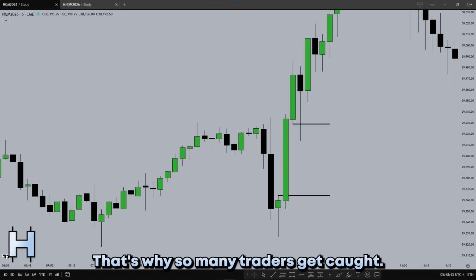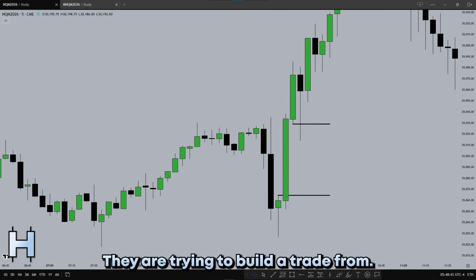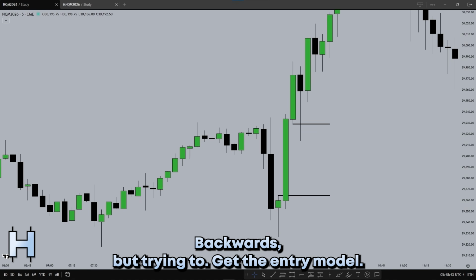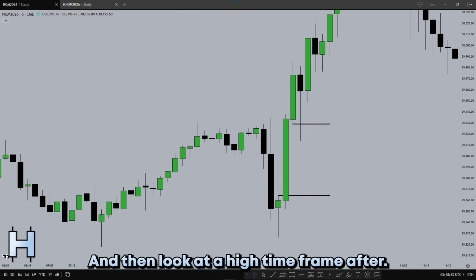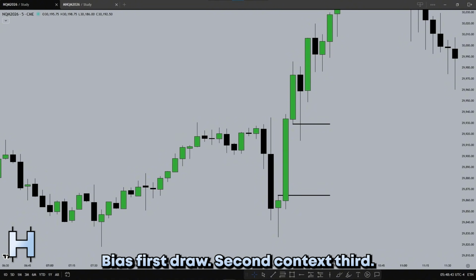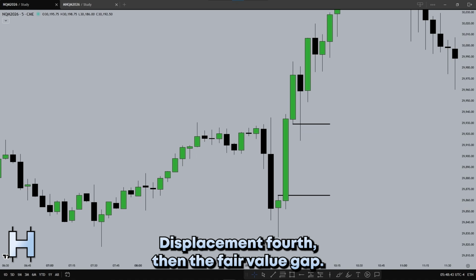That's why so many traders get caught. They are trying to build a trade from the entry backwards. They're trying to get the entry model and then look at the higher time frame after. But it should be the other way around. Buyers first, draw second, context third, displacement fourth, then the fair value gap.